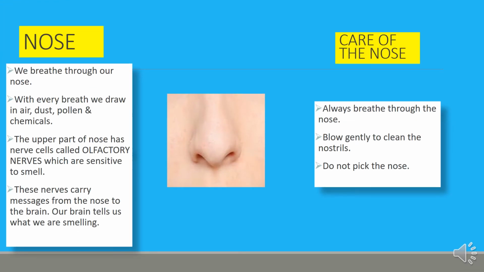The next sense organ is the nose. We breathe through our nose, you all know that. With every breath we draw in air, dust, pollen and chemicals. The upper part of the nose has nerve cells. Now what type of nerves are present in the nose? They are the olfactory nerves, which are very sensitive to smell. These nerves carry only smell. The nerves send these signals to the brain, and the brain tells us what we are smelling.